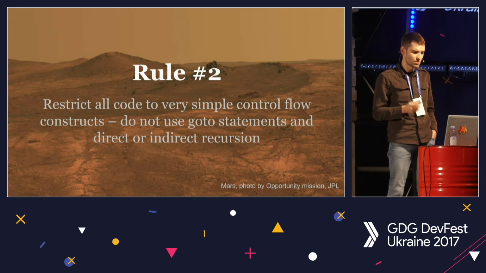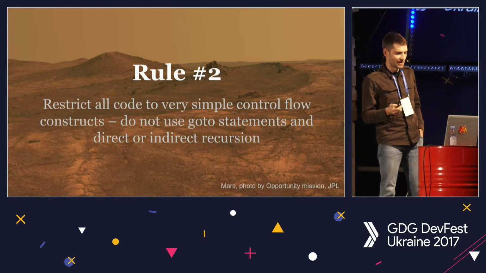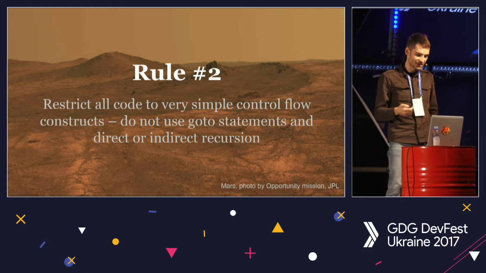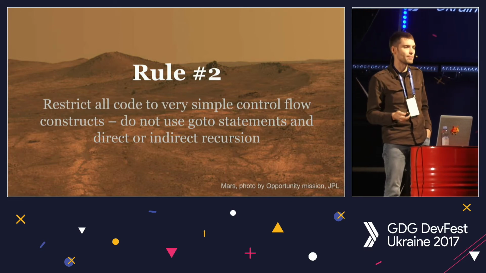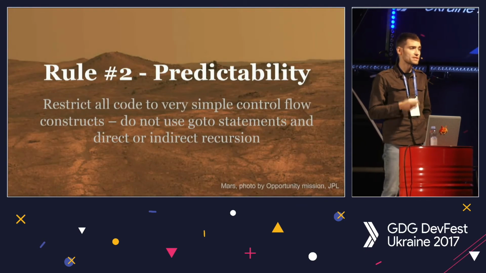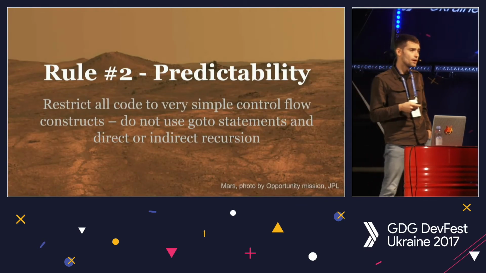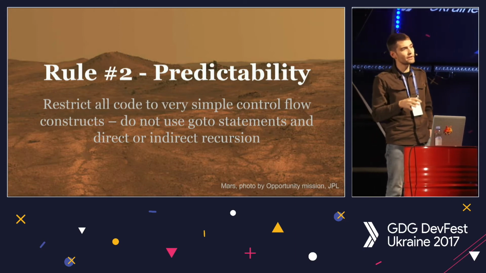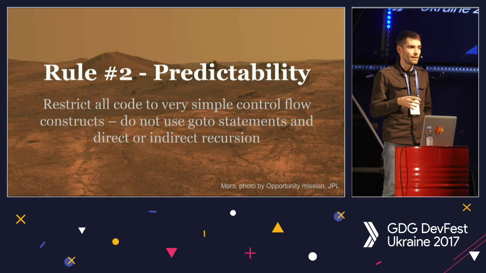Do not use goto statements and direct or indirect recursion. Okay, so goto statements, direct or indirect recursion, for web developers it may sound weird, but basically this rule is about predictability. NASA depends on static analysis a lot, and if you use recursion, it's a bit harder to do static analysis because they really do it very hard.